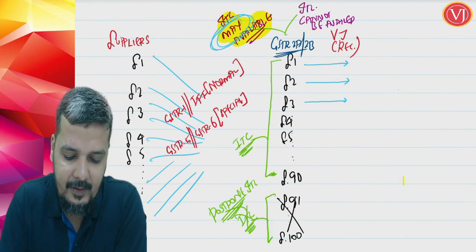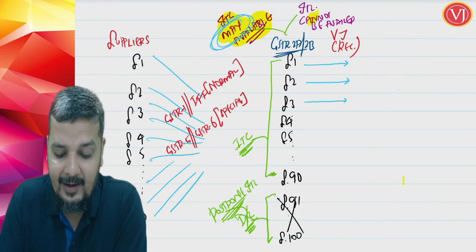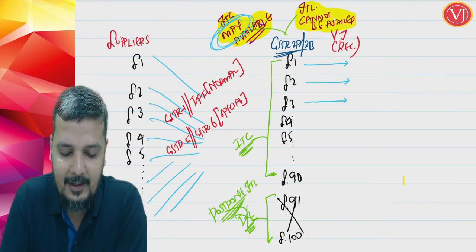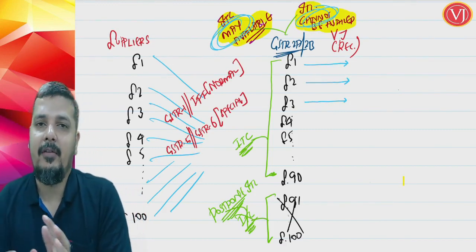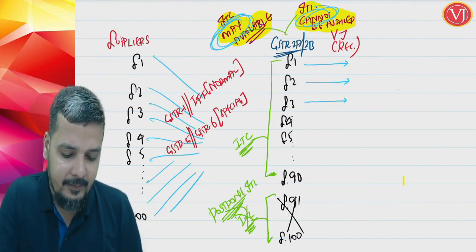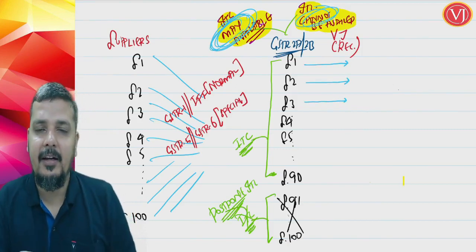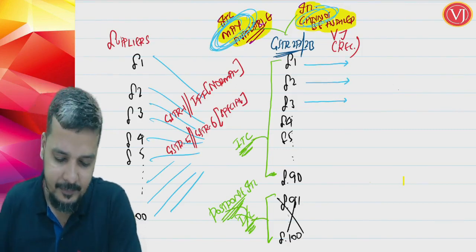And the second list is where I cannot take ITC, partly or wholly. When I cannot, they will tell me that I should not take it. It is kind of mandatory. But when I can, it will only say it may be available, and I need to check it further.